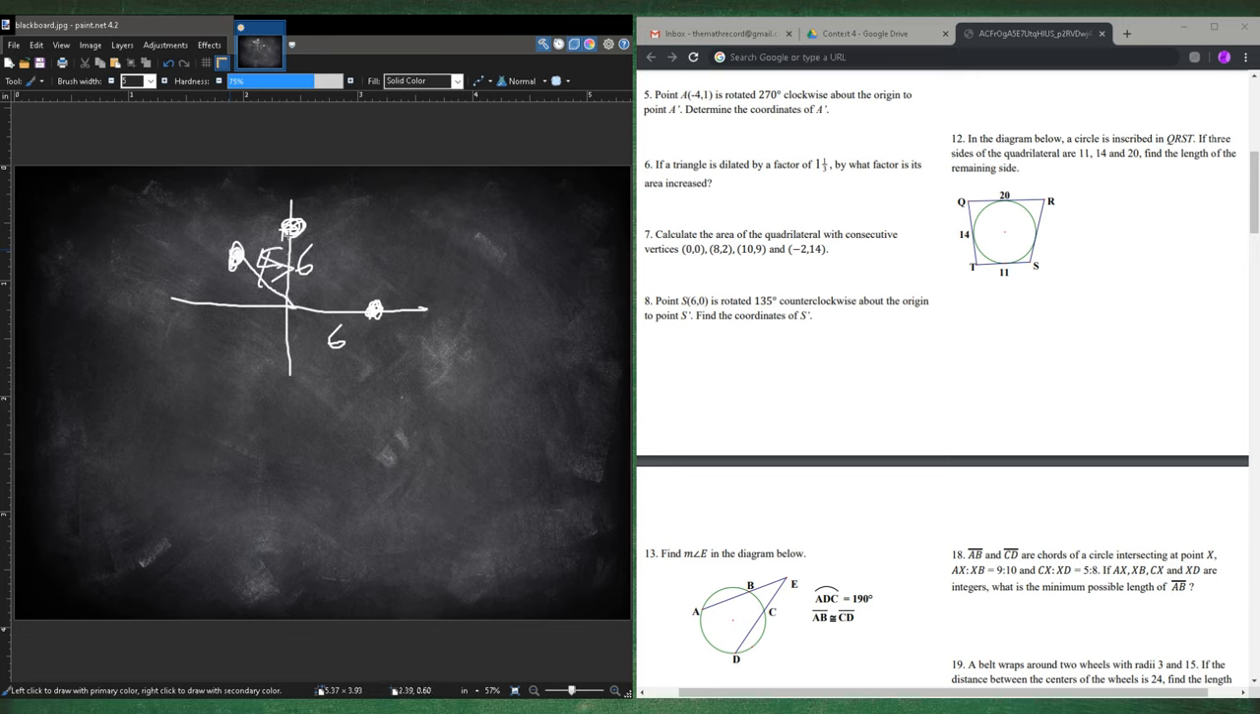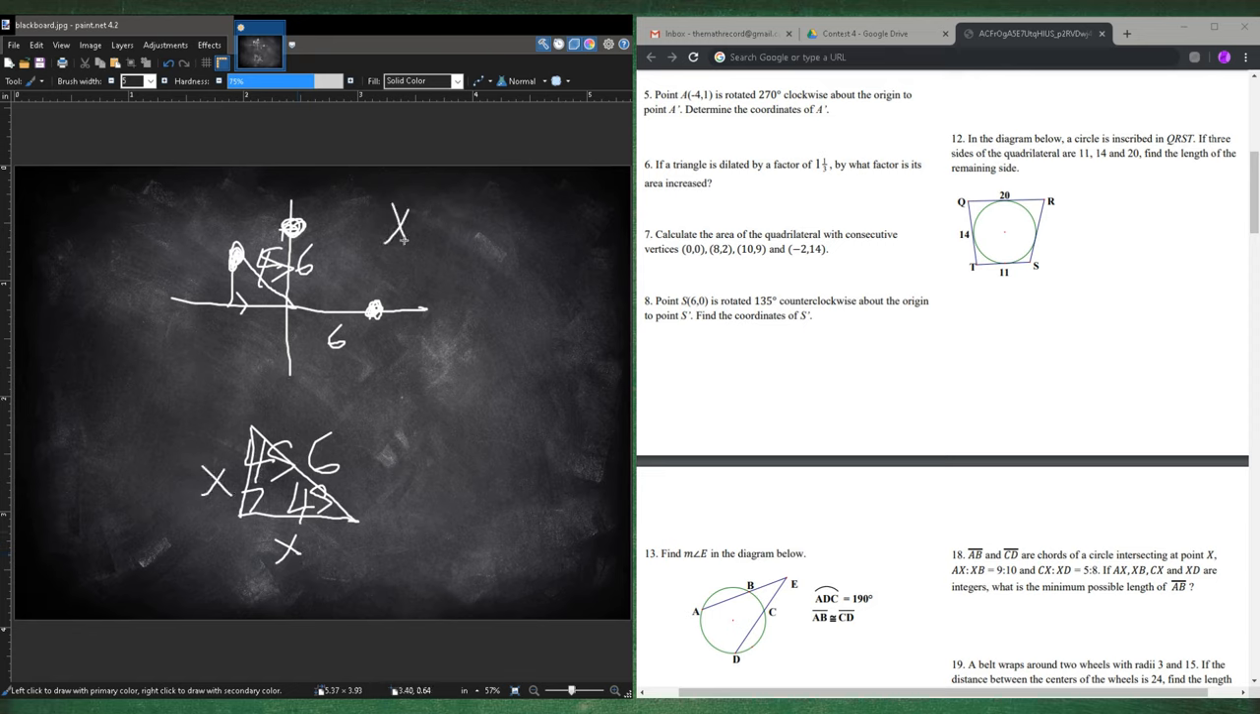So basically, you know this length has to be 6, right? So you can just make a triangle. You know that length is 6 when you make that triangle, and this has to be 45 degrees. So if this is 45 degrees and this is 45 degrees, that means both of these side lengths have to be the same. And you could use the Pythagorean theorem.